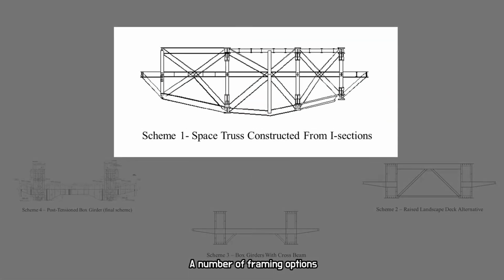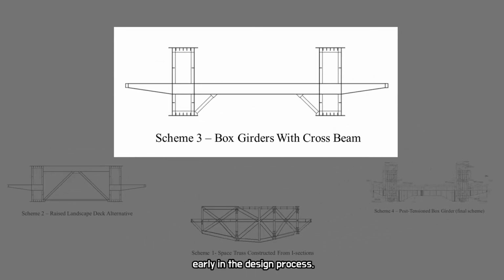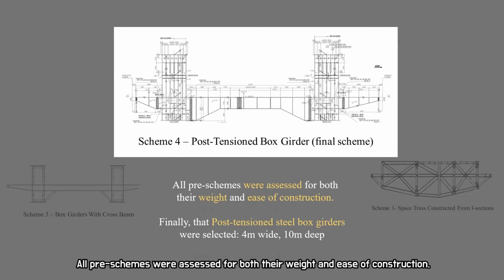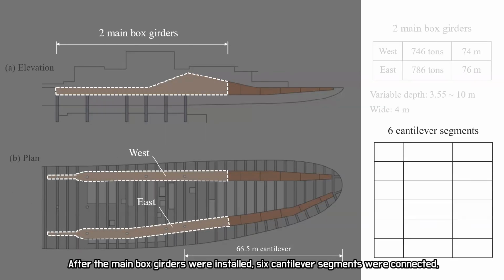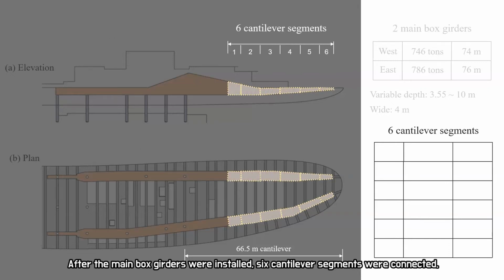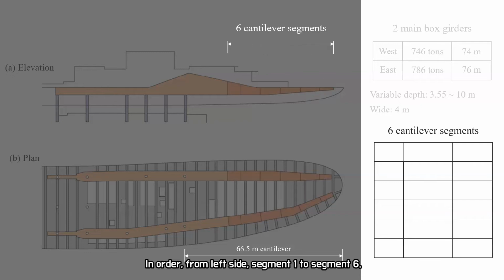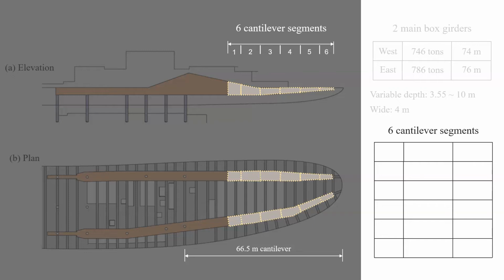A number of framing options were considered for the Sky Park early in the design process. All pre-schemes were assessed for both their weight and ease of construction. Finally, the post-tension steel box girders were selected, 4 meters wide and 10 meters deep. After the main box girders were installed, 6 cantilever segments were connected, in order from left to right, segment 1 to segment 6.